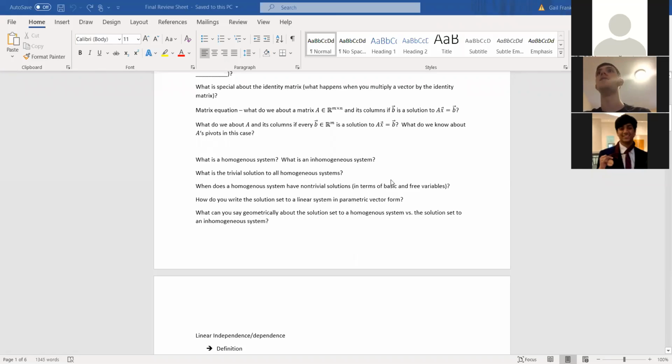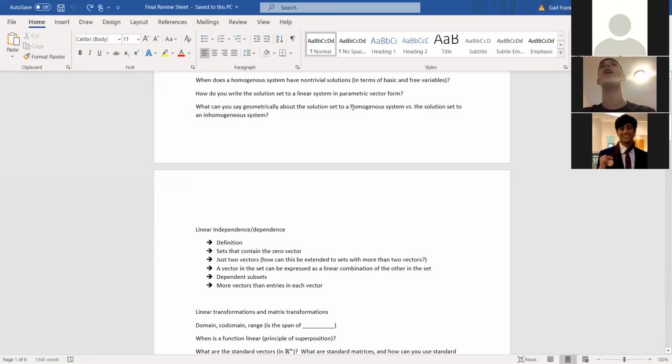Okay, so how do you write a solution? Make sure you know how to do parametric vector form. That's covered in a lecture. Basically get into RREF and just get into that form. I already talked about that. For a homogeneous system, the solution set will pass through the origin, and for an inhomogeneous one it won't.